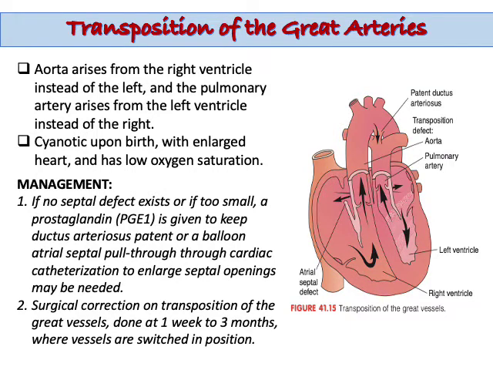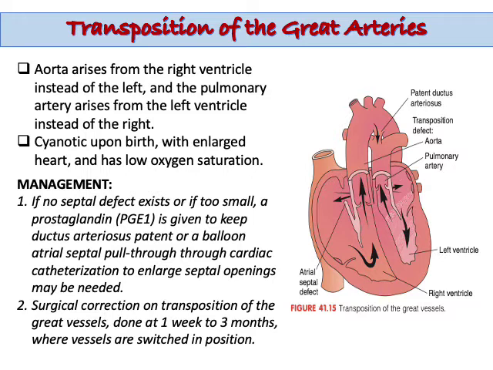Transposition of the great arteries. The great arteries we are talking about are the aorta and pulmonary artery. This is where the aorta arises from the right ventricle instead of the left. On the other hand, the pulmonary artery arises from the left ventricle instead of the right. This is shown in the photo. This severe defect is incompatible with life. That is why the child, upon birth, is cyanotic, has an enlarged heart, and has a very low oxygen saturation.